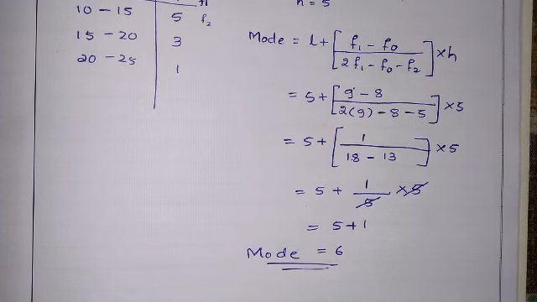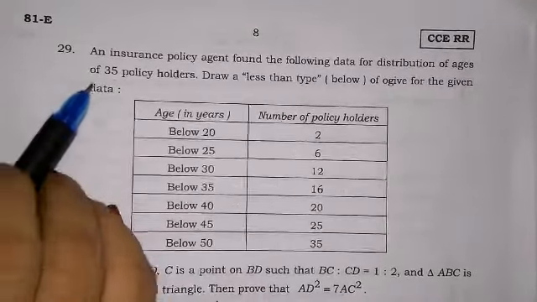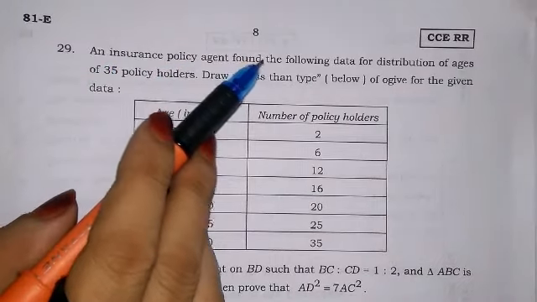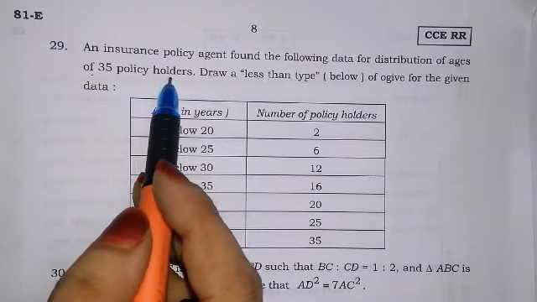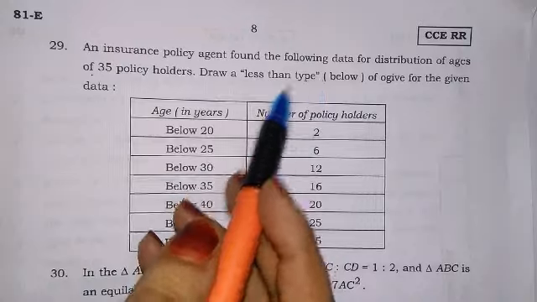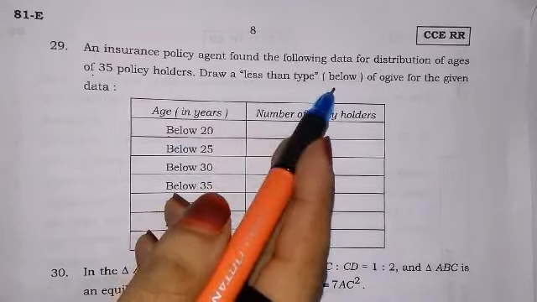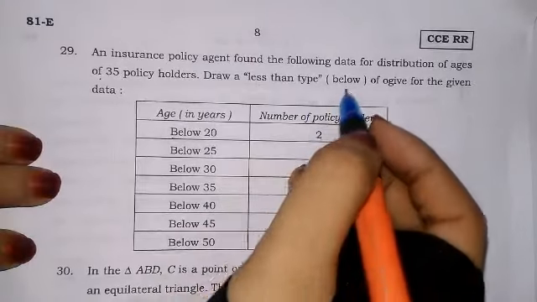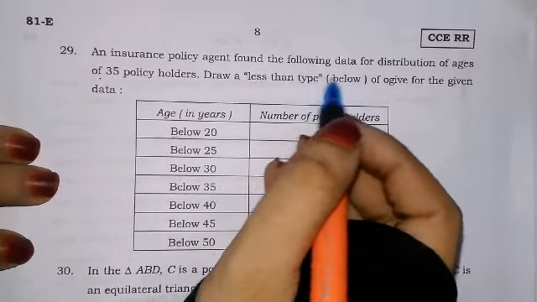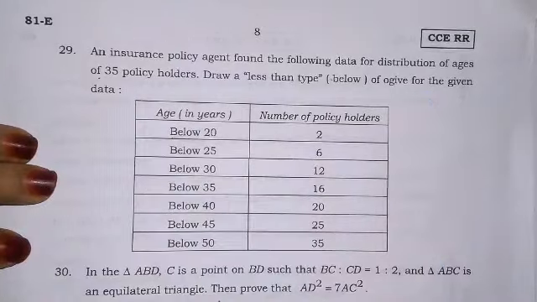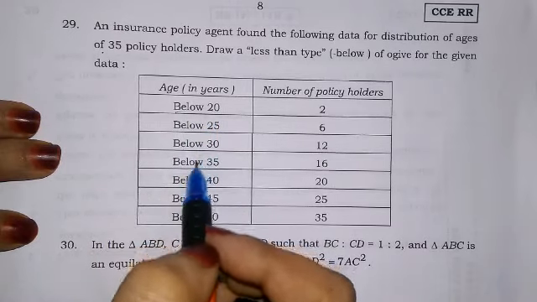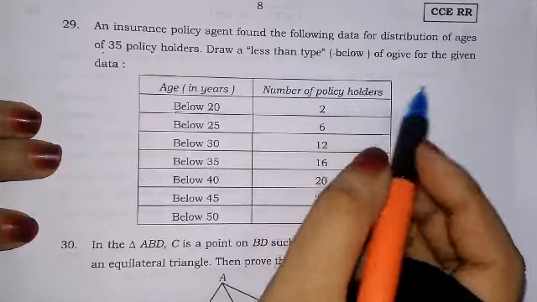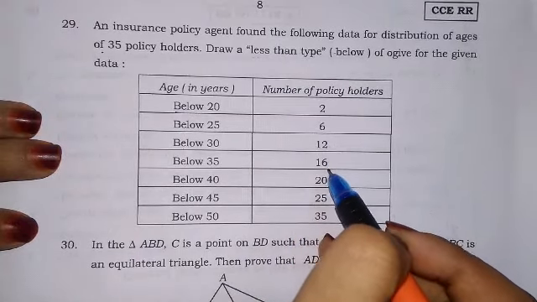Question number 29. It is an OG. An insurance policy agent found the following data for the distribution of age of 35 policy holders. Draw a less than type, that is below, OG. Below is nothing but less than type. Just to confuse you, they have written below. Below and less than type are exactly the same for OG. Here age is given as below 20, below 25, below 30, below 35, and the number of policy holders is given as 2, 6, 12, 16.